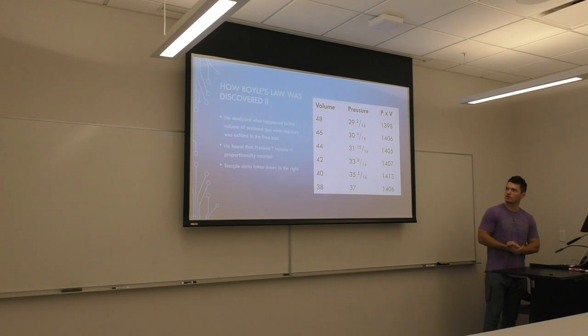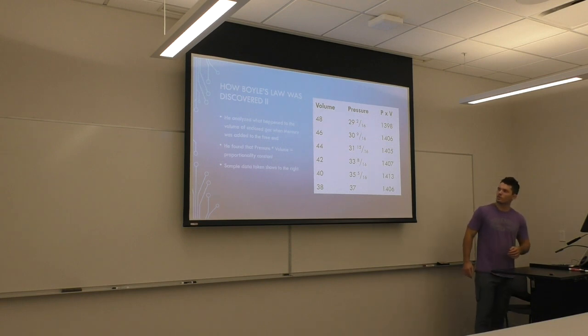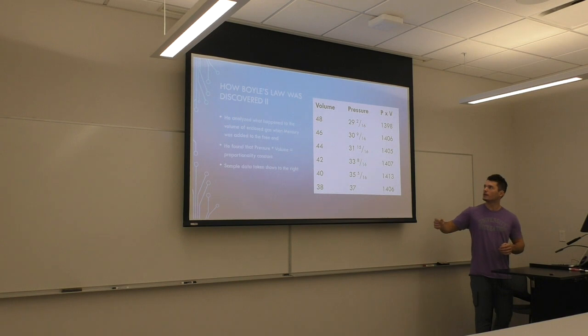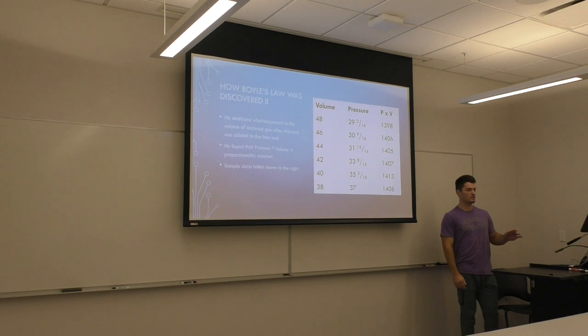The results of his experiment showed that pressure times volume equals a proportionality constant. What happened was he put the mercury at the free end, and at different volumes and pressures, he found that the constant was the same. As you can see, when the volume of mercury in the tube was 48, whatever unit that was, the pressure ended up being right around 1400. So it stays the same, and I'm going to talk about why that's important in a second.